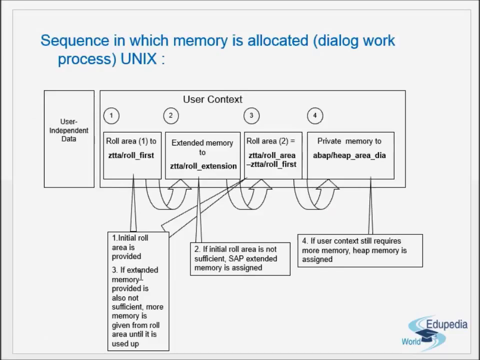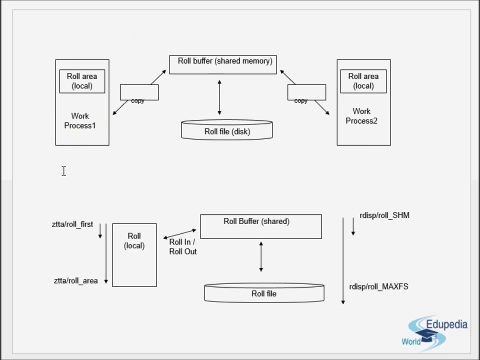Now, the sequence in which memory is allocated. For a dialog work process, the sequence in which memory is allocated is different, and for a non-dialog work process, it's different. So this is for a dialog work process. The first one is ztta/roll_first. The initial roll area is provided. That's what this ztta/roll_first is.